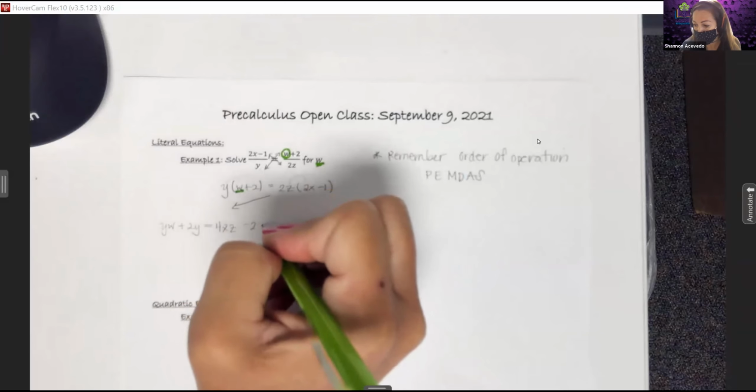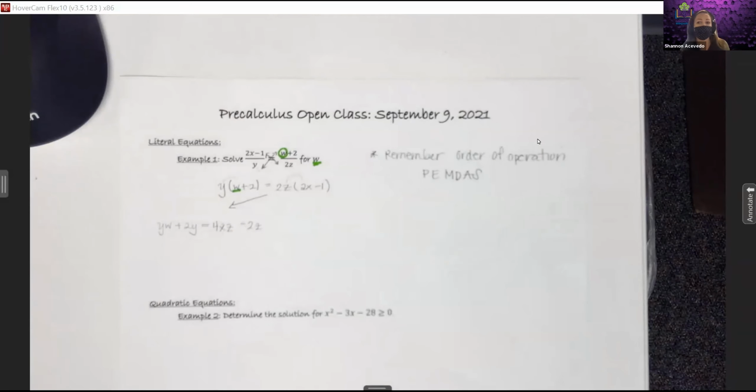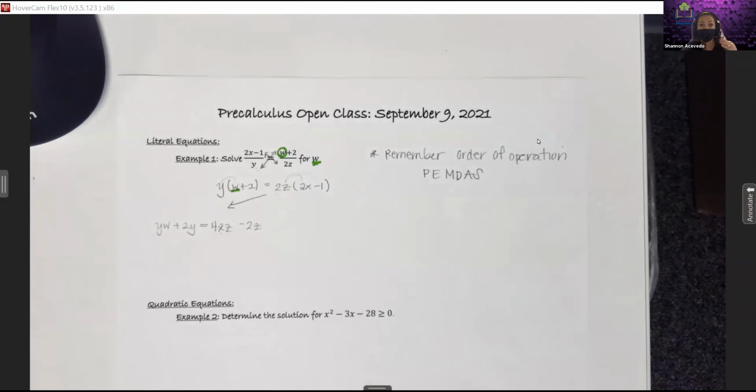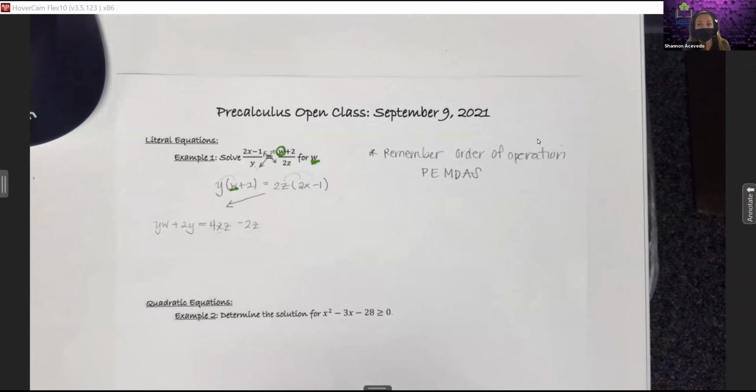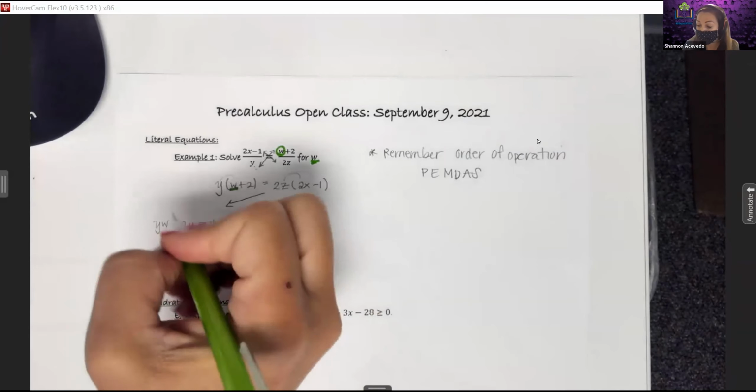minus 2z. So some of you guys go, is it xz or zx? It really doesn't matter. Often we do alphabetical order. So if you did zx, it's not wrong. Remember, it's just saying 4 times x times z, or 4 times z times x, and it's equivalent. So again, I'm looking to get this w by itself. So I need to get rid of this 2y.